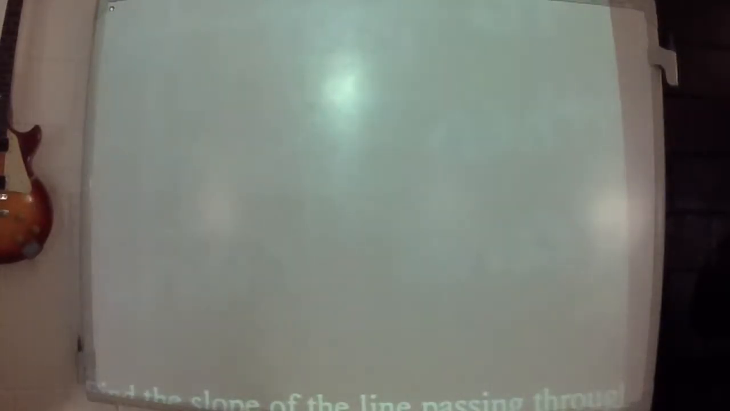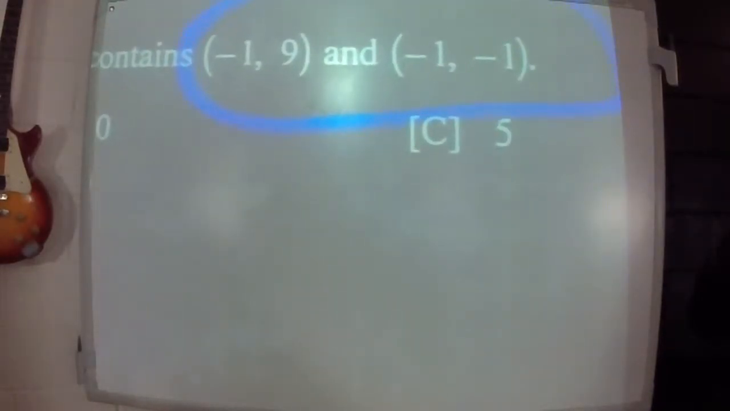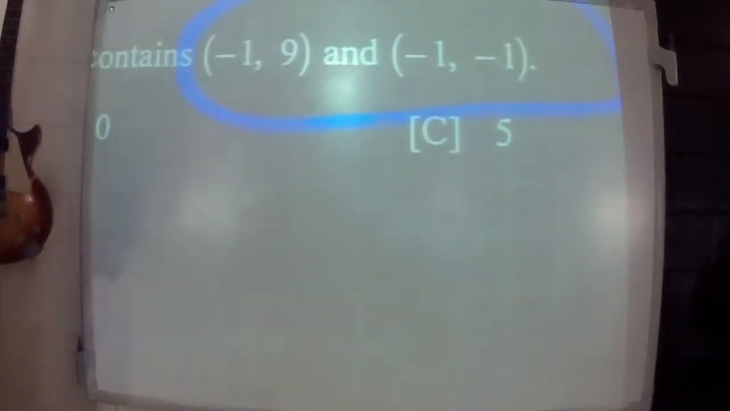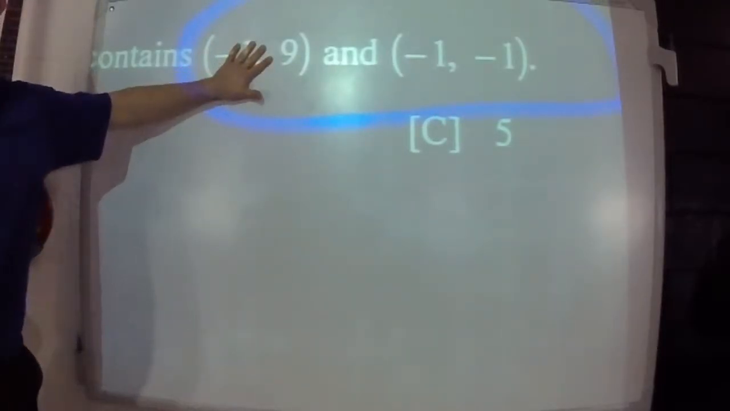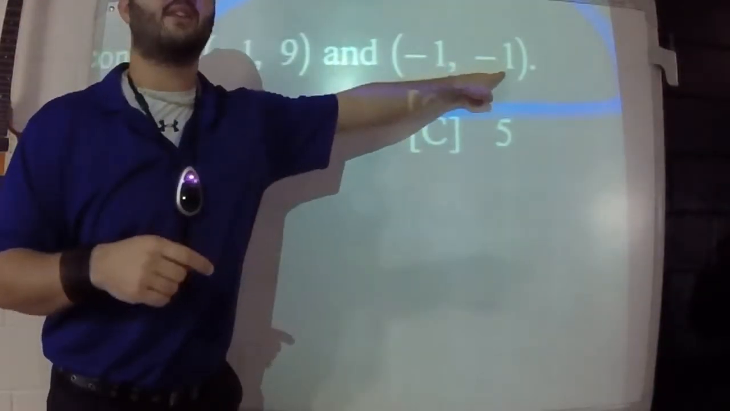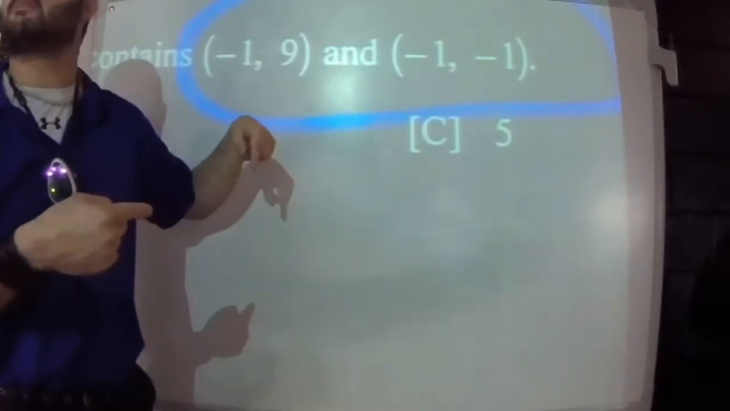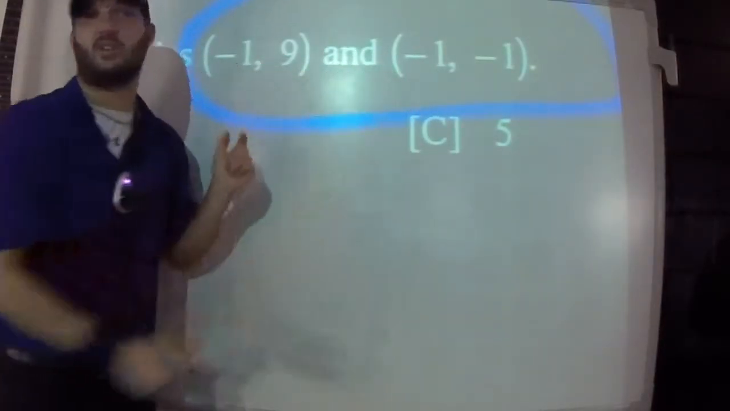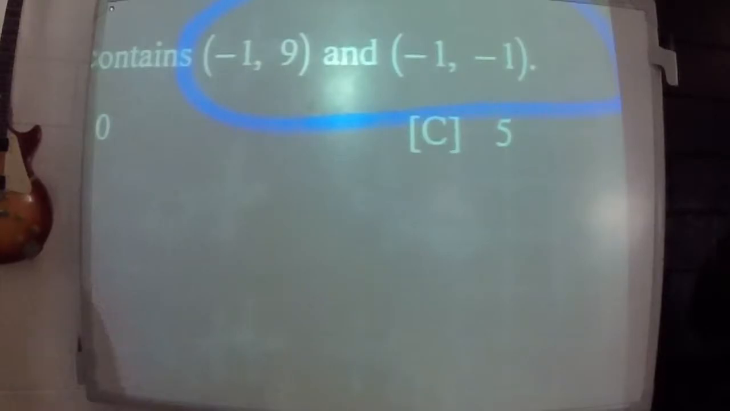Here's another way that you can know it's going to be undefined. Look at your 2 points, x1, y1, x2, y2. Look at your x's. What can you tell me about x1 and x2? They're both -1. If you plotted -1, 9, we would go left 1, up 9. If you plotted -1, -1, we'd go left 1, down 1. Those points would be on top of each other. So if you have the same x's, the points are going to be on top of each other, which is why it's undefined.